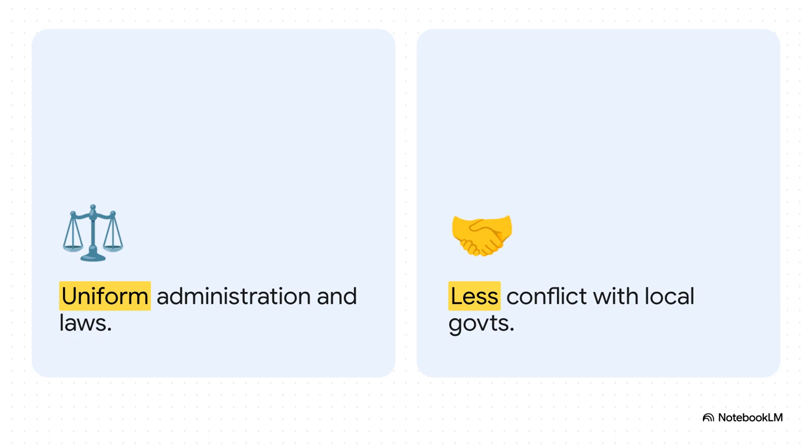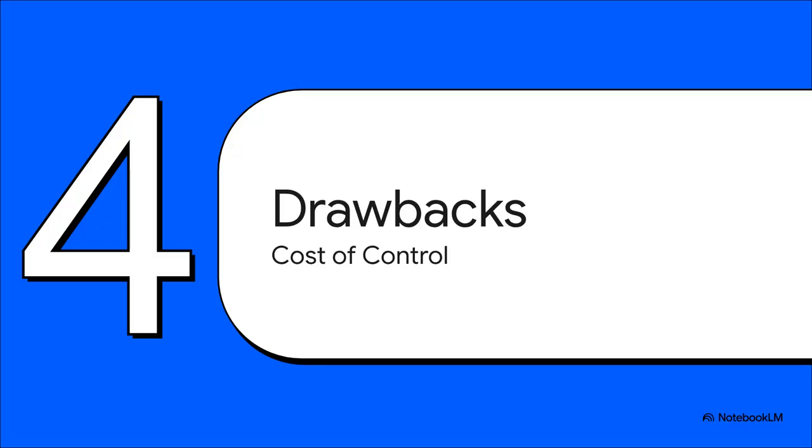Think about it. You aren't going to have endless legal battles between a regional governor and the central president, mostly because that regional governor doesn't even have the independent constitutional authority to pick a fight with the center in the first place. But of course, no system is perfect. Let's transition to Section 4, the drawbacks of centralization and the cost of control.